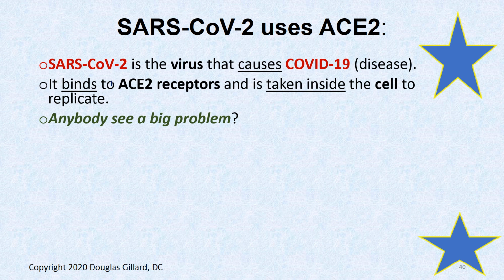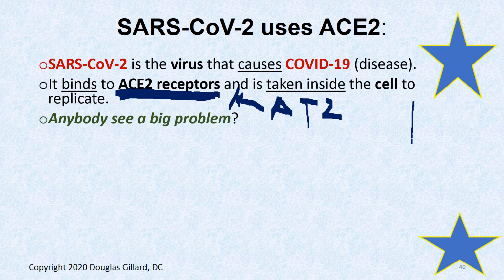Well, if SARS-CoV-2 binds to ACE2 receptors and it starts knocking them out, how is angiotensin 2 going to be converted to angiotensin 1-7? That's a problem, right? So people with COVID-19 have decreased levels of angiotensin 1-7. Marshall Dillon's kind of left out in the cold, and that's not good.